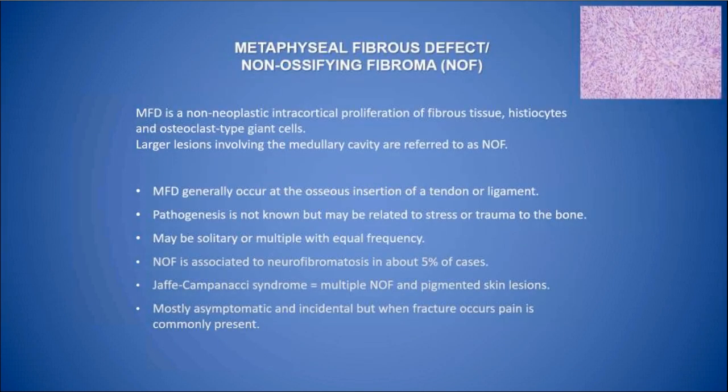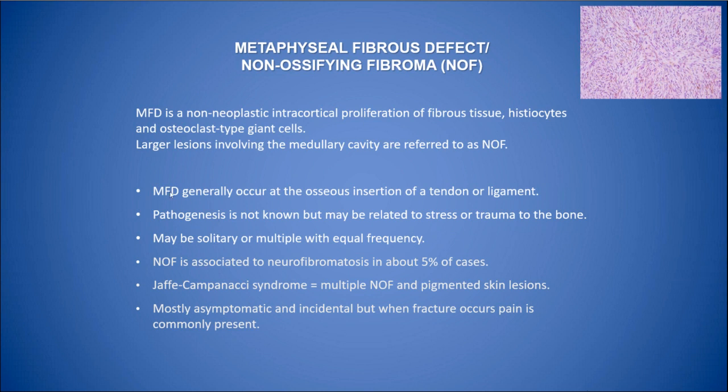Moving on to fibrous tumors, we're going to talk about metaphyseal fibrous defect and non-ossifying fibroma. These lesions are lesions of bland spindle cells with a multitude of osteoclast giant cells, as well as histiocytes, foamy histiocytes, and hemosiderin pigment. They can occur within the cortex, and that's when they are called metaphyseal fibrous defect, or they can occur in the medullary cavity and expand into the medullary cavity, and that's when they're called non-ossifying fibroma.